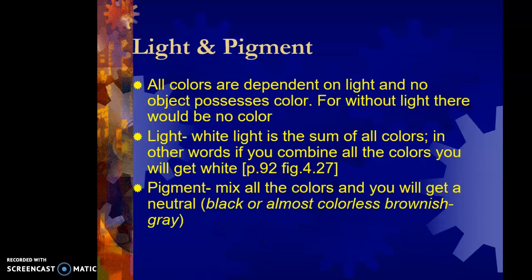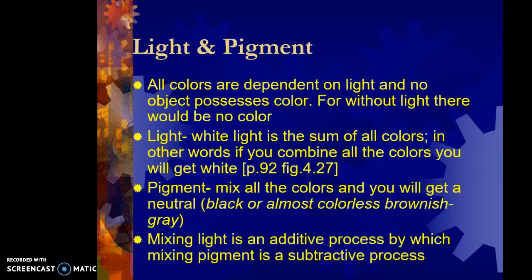which is what we normally think of as pigment. This is when you mix all colors with pigment, you get what is called a neutral, and that's a black, almost colorless, brownish, grayish, just a yucky color. So the difference between mixing with light, you're transparent, mixing with pigment, you are opaque. So that's where you get the yucky color. With light, it stays bright. Now, mixing light is considered to be an additive process, whereas mixing pigment is a subtractive process.